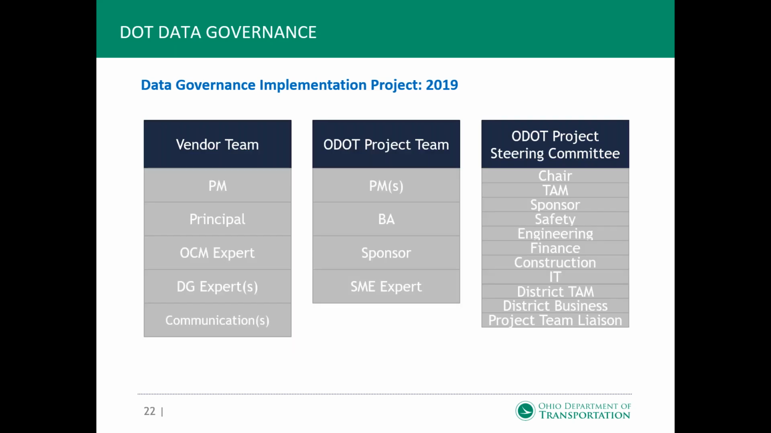So the way the project is set up is we have a vendor team, and they primarily have the project manager. They have a couple principals from different parts of their team. They have an organizational change management expert. They have various data governance experts, and we have some communication and marketing strategists as well. I want to highlight that their team is not just 5 people, but those are the main roles that they seem to have.